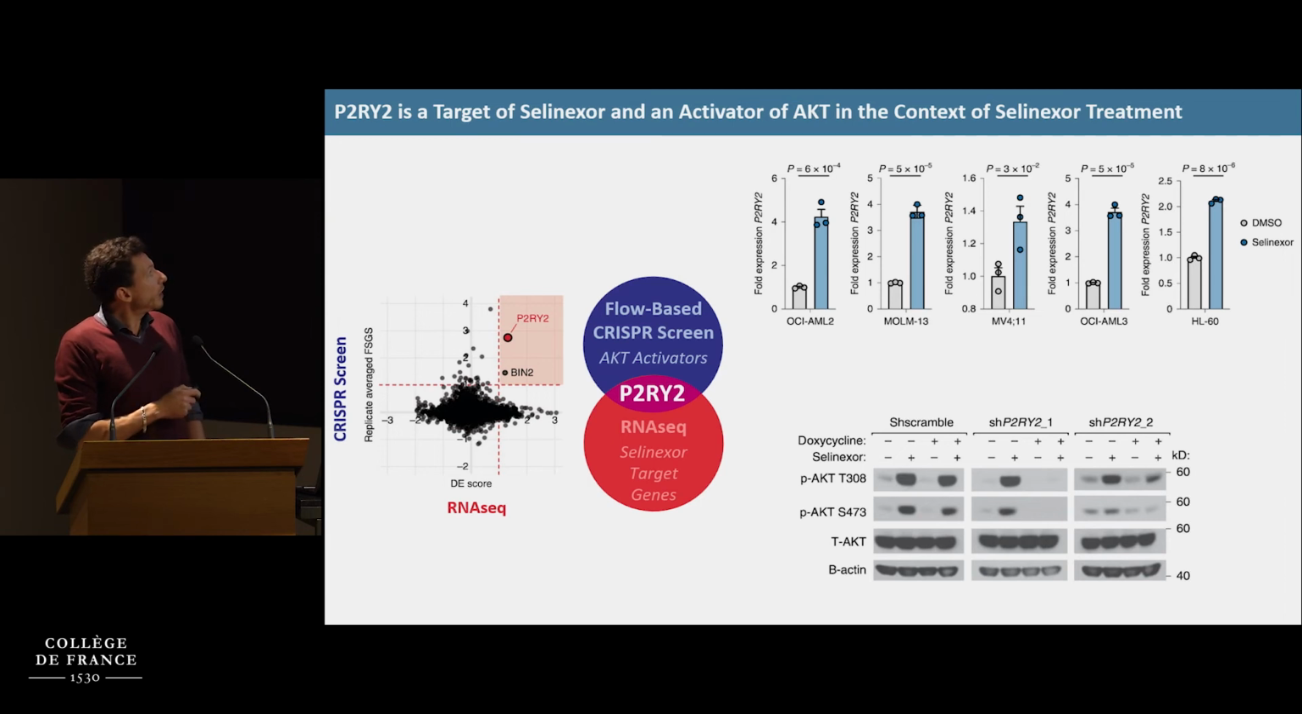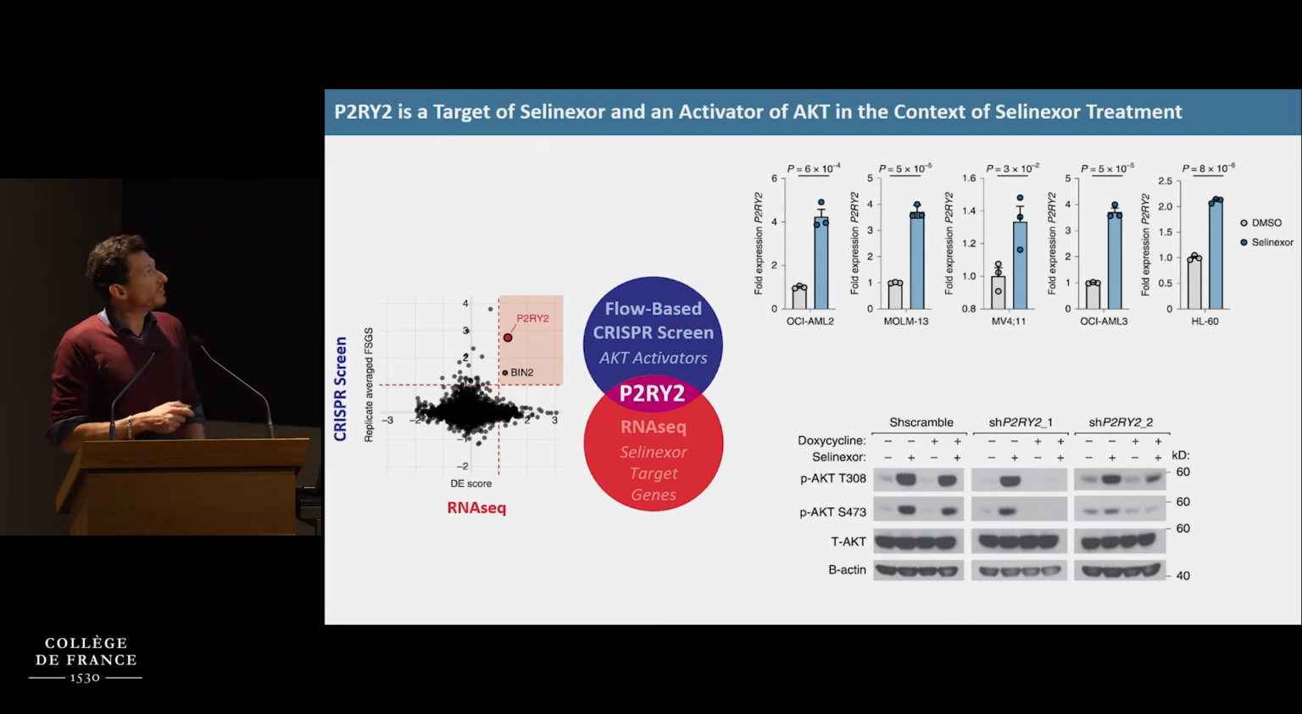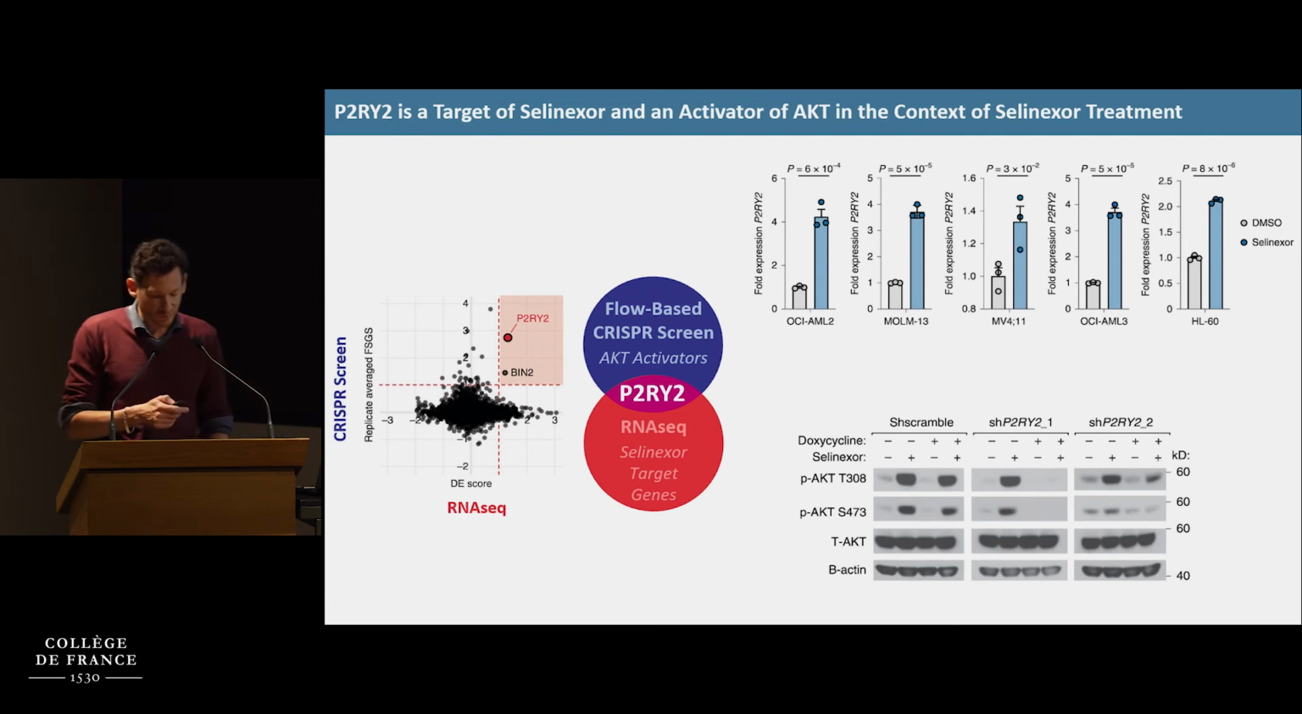Then by combining our CRISPR screen approach and the RNA-seq study we just described, we're able to identify one gene in particular called P2RY2. It's a purinergic receptor that scored at the intersection between these 2 approaches. First, this gene was upregulated in the context of selinexor treatment, and it also scored as an AKT activator, again, in the context of selinexor treatment.